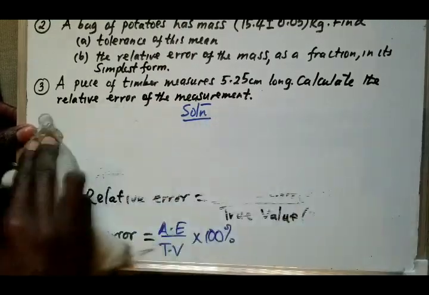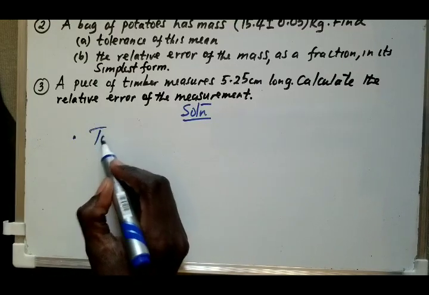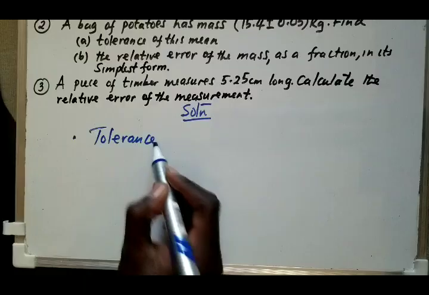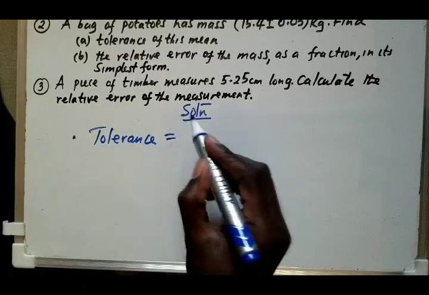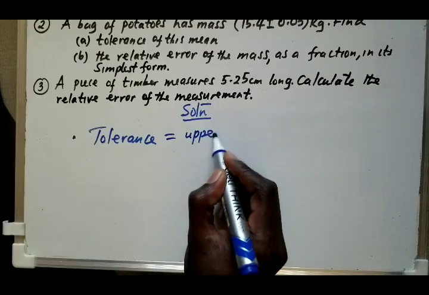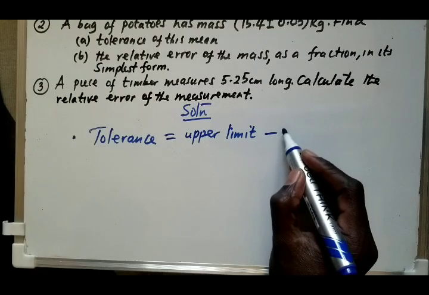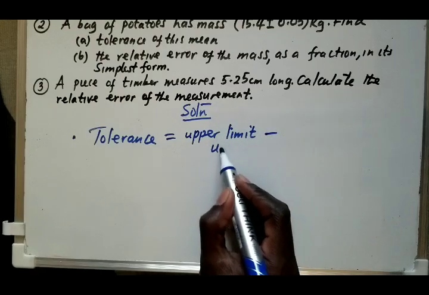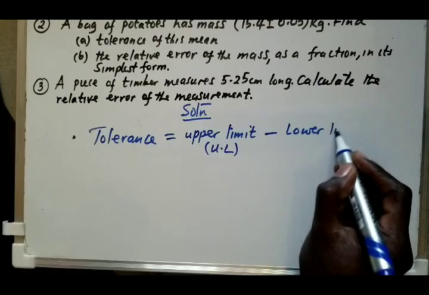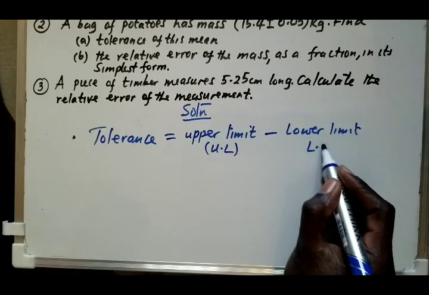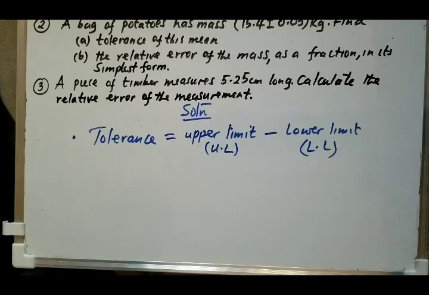The last thing that they're going to ask you is to calculate what we call the tolerance. Now the tolerance is simply the difference between the highest value, in other words, what we call the upper limit, minus the lower limit. I'll simply say UL minus L, that's the lower limit. So the difference between the two gives you the tolerance.